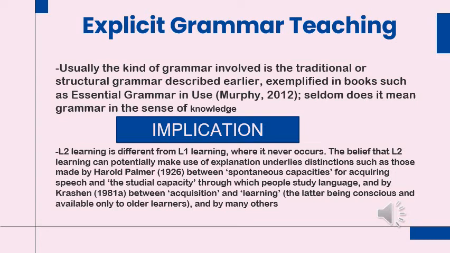What is its implication? L2 learning is different from L1 learning where it never occurs. The belief that L2 learning can potentially make use of explanation underlies distinctions such as those made by Harold Palmer in 1926 between spontaneous capacities for acquiring speech and the studial capacity through which people study language, and by Krashen in 1981 between acquisition and learning, the latter being conscious and available only to older learners, and by many others.